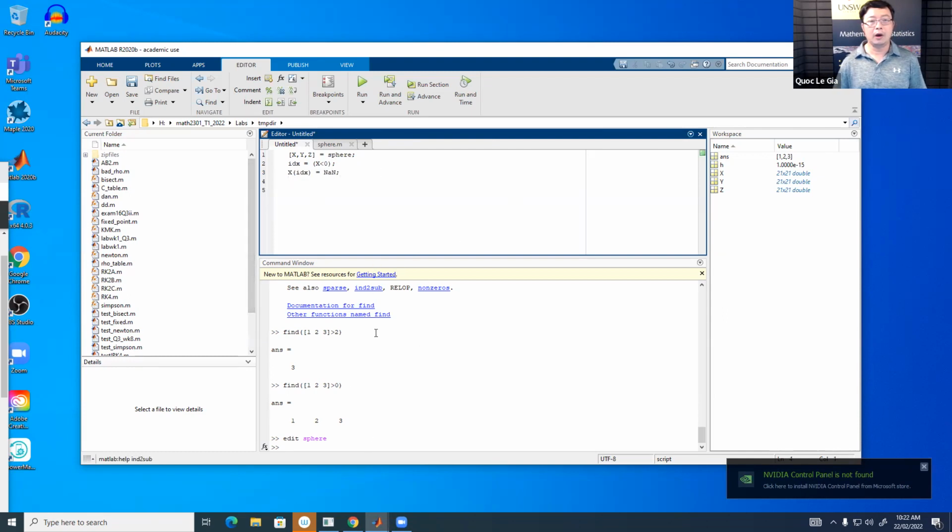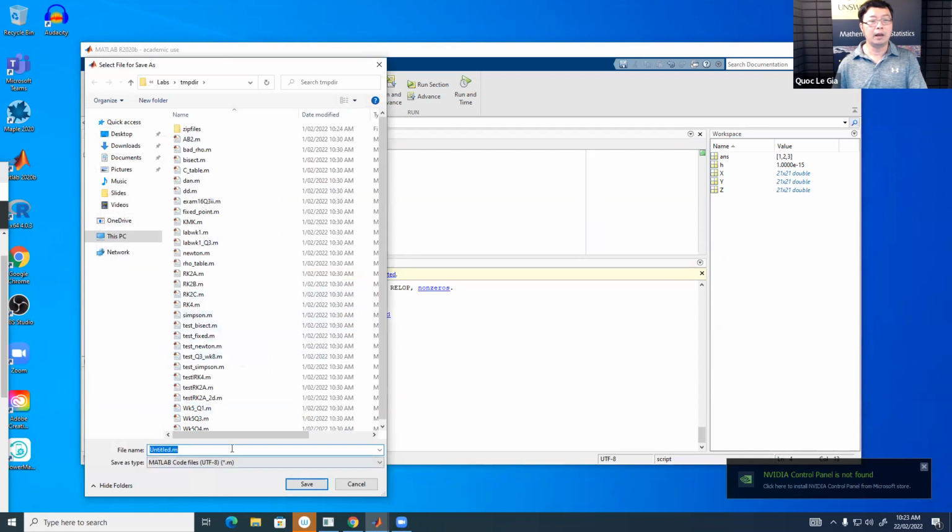And then you plot it. Now you plot the sphere. So we use the surf command, yeah? So x, y, and z. So now if I run it, well, I have to give the name. So this one is week 2, 2022.